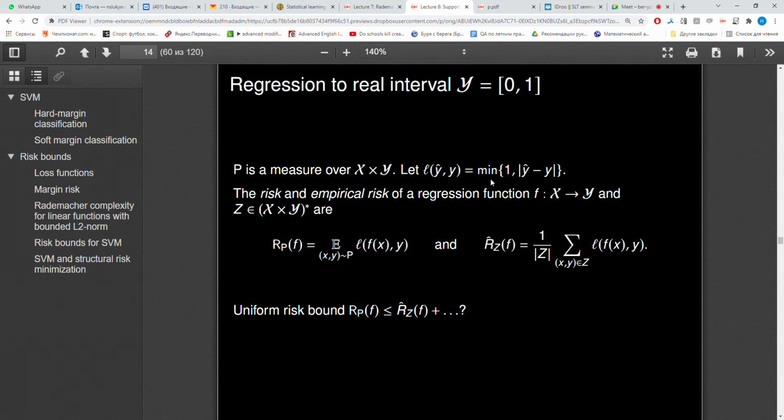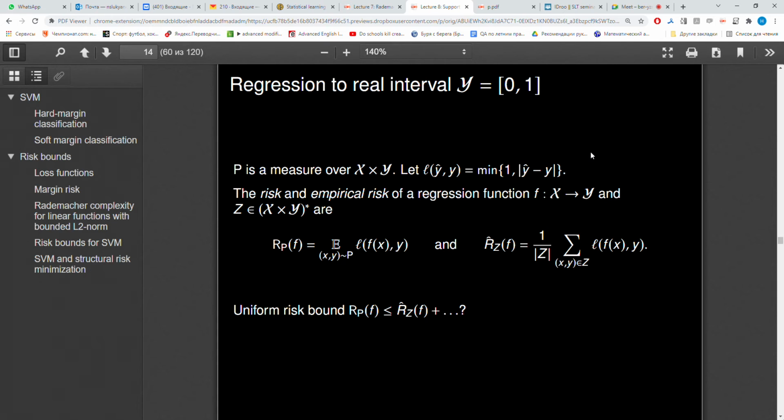One question: do you understand why we need this minimum function here? We make a regression over interval 0, 1, so why can't we write just modulo of our prediction and real value? What was the question? Yes, it's clear. Okay, but to be honest, it was really hard to hear you. I hope that it's clear for everybody.